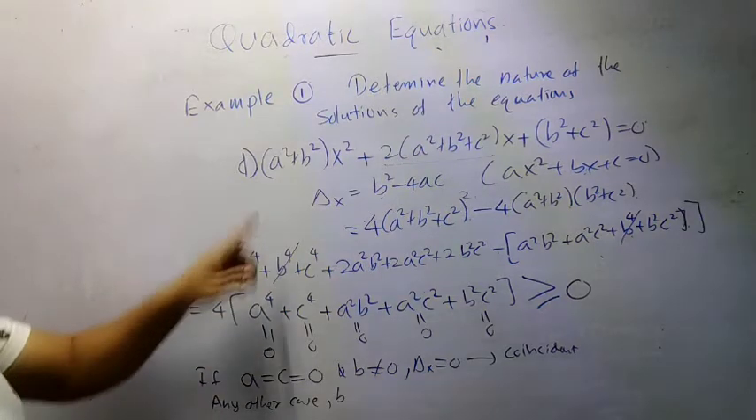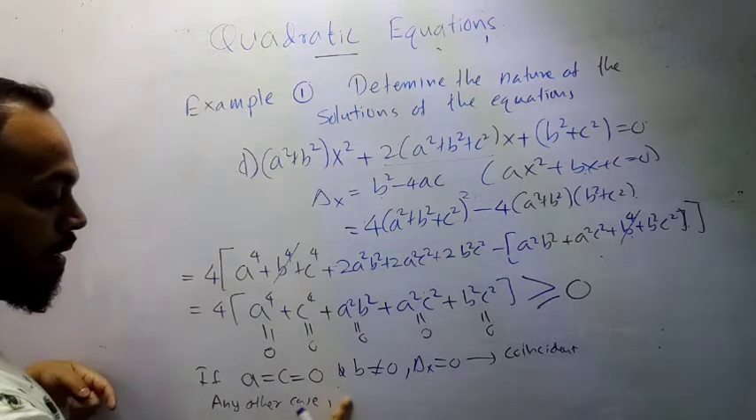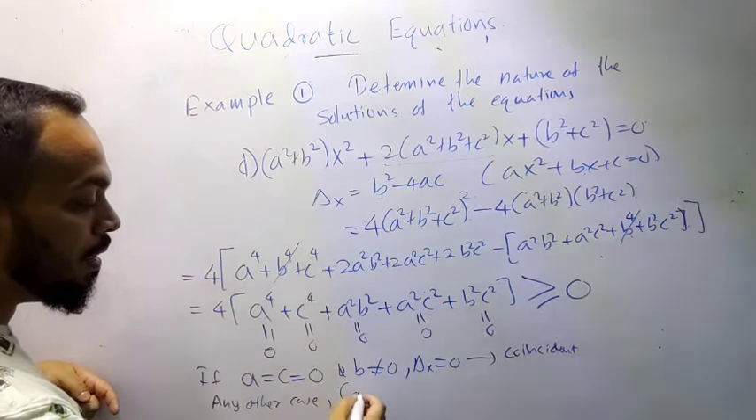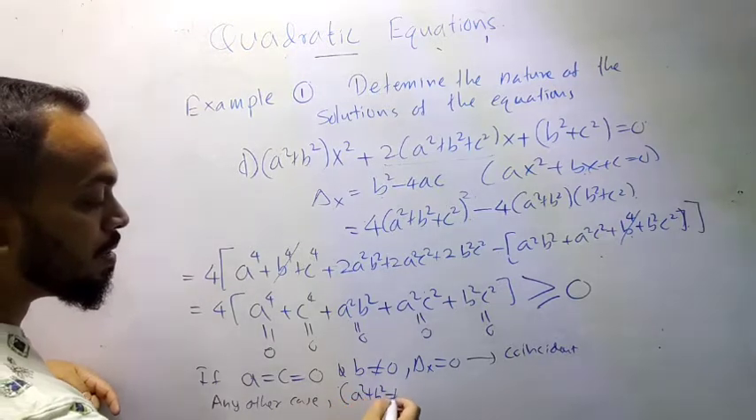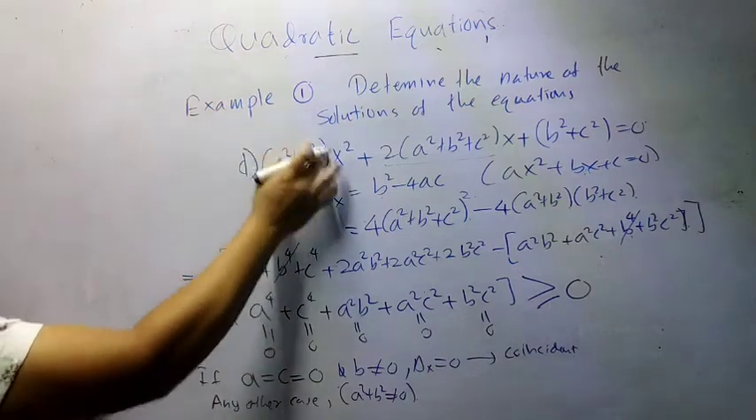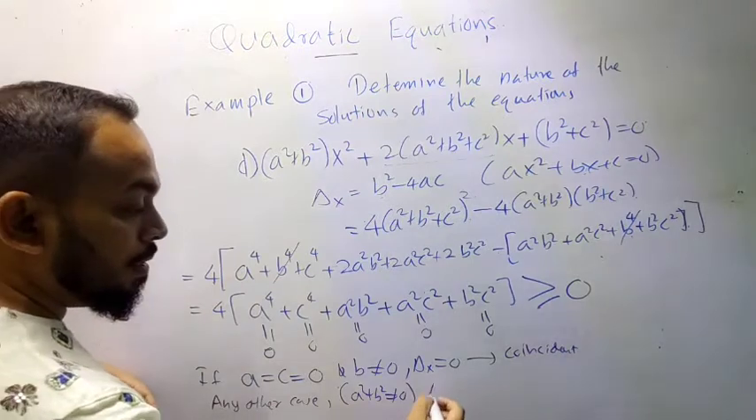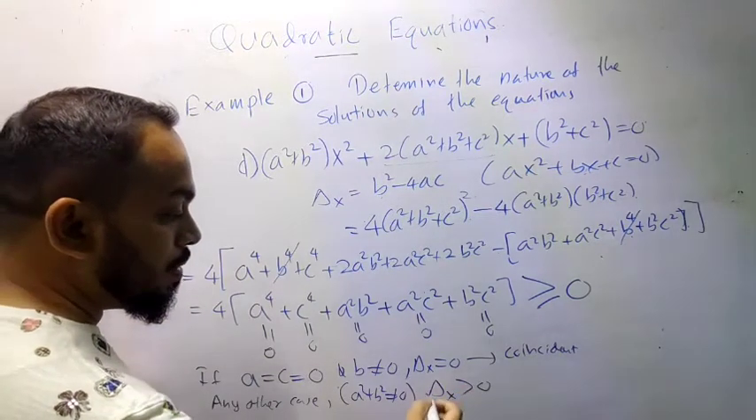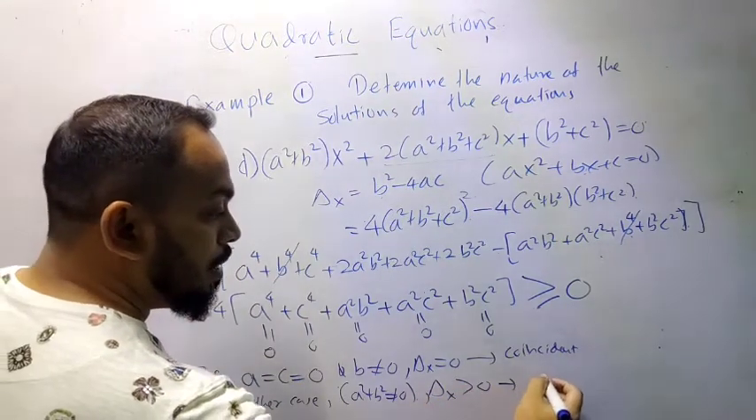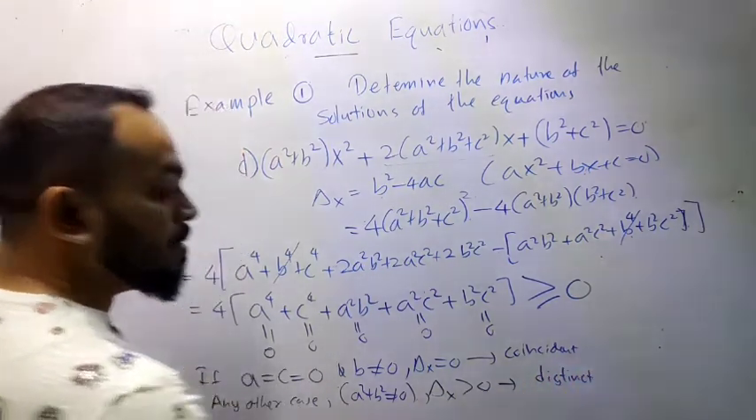a and b cannot both be 0. In the other case, a squared plus b squared must not be equal to 0. So in the other case, delta x is greater than 0. That implies distinct real solutions.